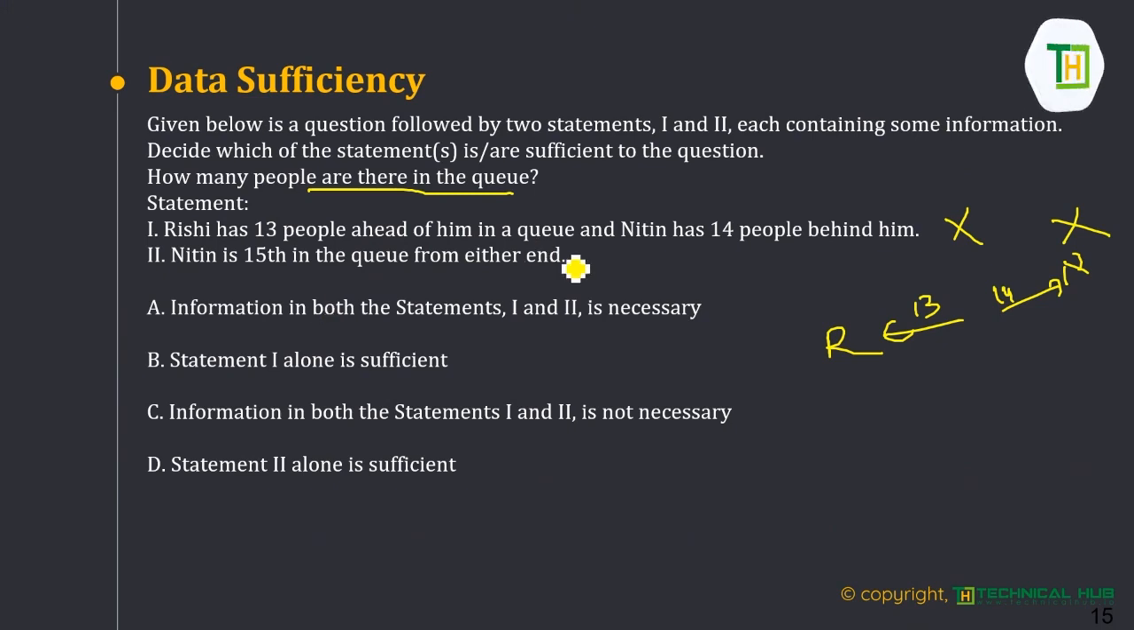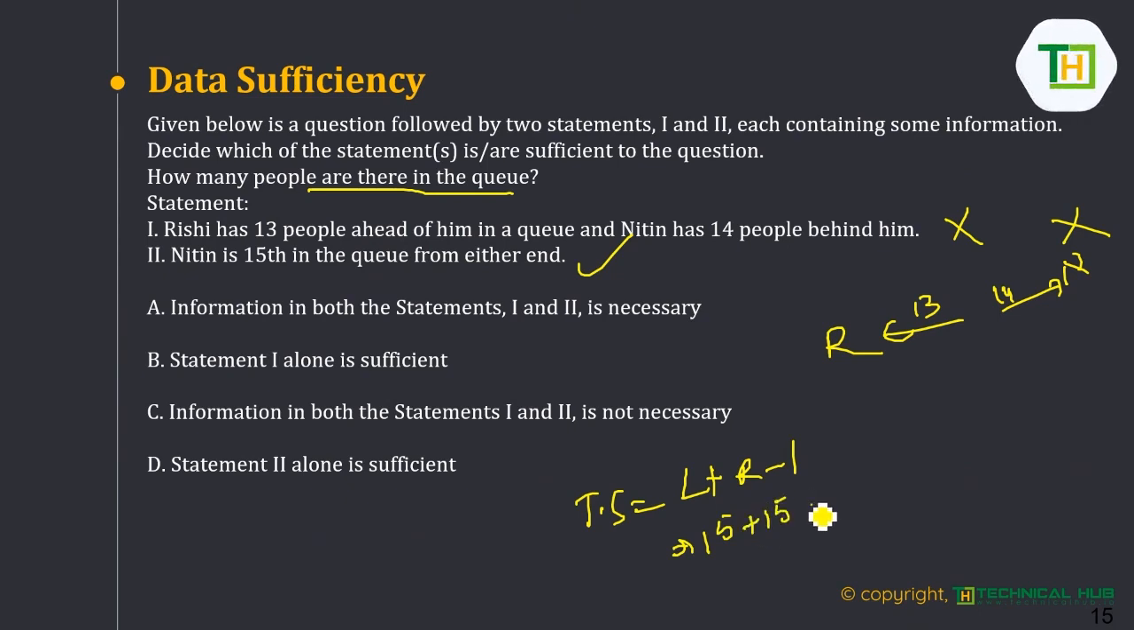Nitin is 15th in the queue from either end. So Nitin is 15th from both ends. So how many people in the queue? Here, total strength equals left plus right minus 1. Left position, Nitin is 15th; right position, Nitin is 15th; minus 1, so total strength is 29. As you can find the answer using the second statement, statement 2 is sufficient. Clear? So using statement 2, you can find the answer. How many people in the queue? Totally 29 people.